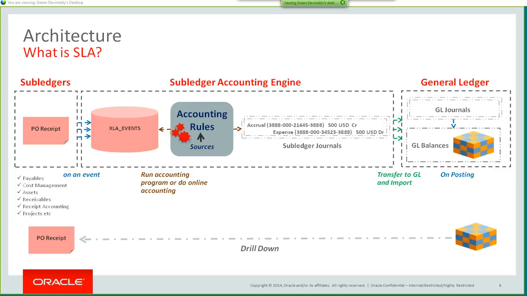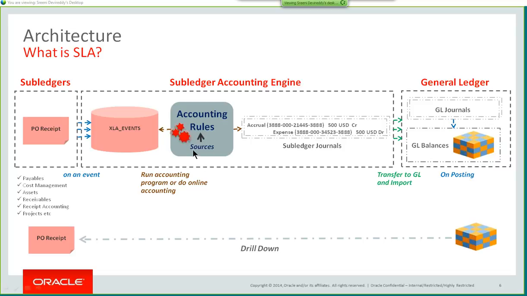Okay, so this is all part of our core financials, these two products, right? And it serves all the subledgers, not just supply chain. This is the same for projects. It's the same for assets. Any of the products that you can think of. All the transactions that are created are all accounted by one single central engine, which we call the subledger accounting engine. Okay.